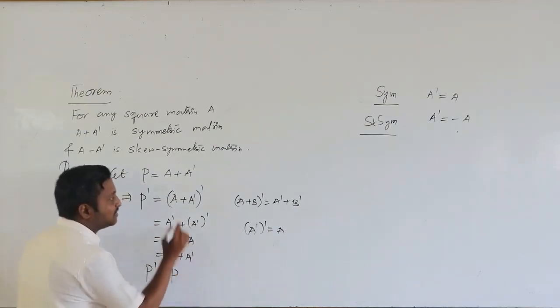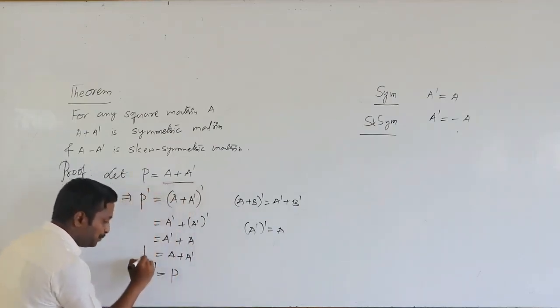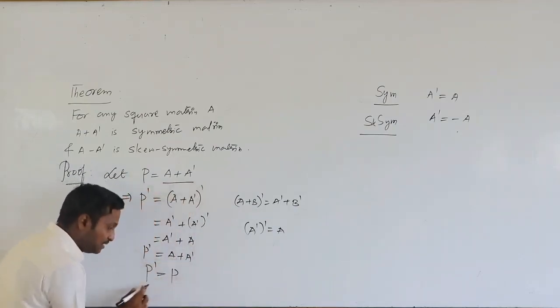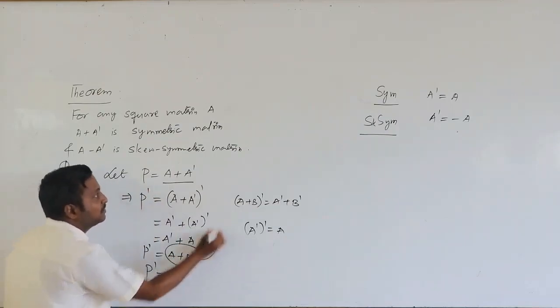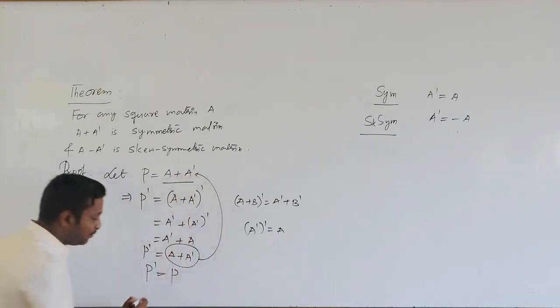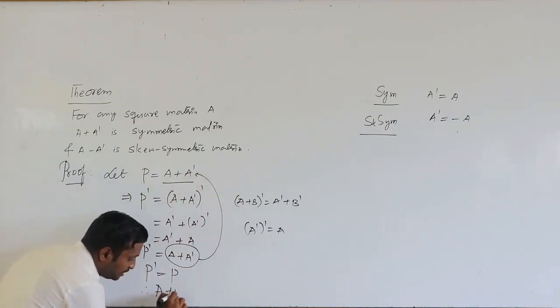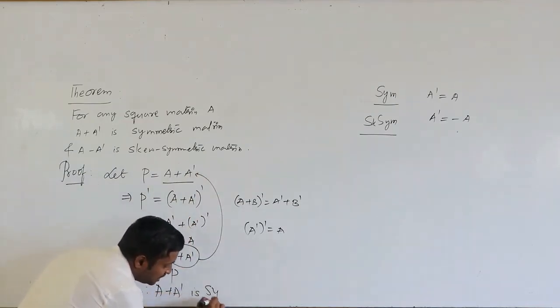What is A plus A dash? It is nothing but P. So P dash is equal to A plus A dash. P dash is nothing but P. Therefore, A plus A dash is symmetric.